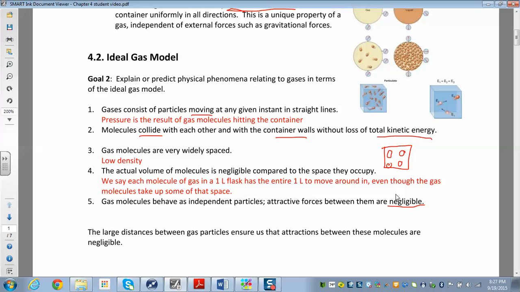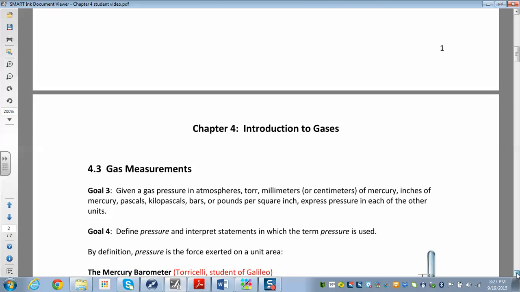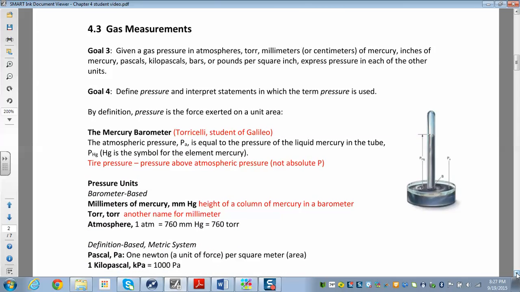So now we can talk a little bit more about gas measurements. How do we measure the pressure of gases? We're going to use a barometer. Usually a barometer is used to measure pressure. The first barometer was a mercury barometer made by Torricelli, a nice Italian guy.